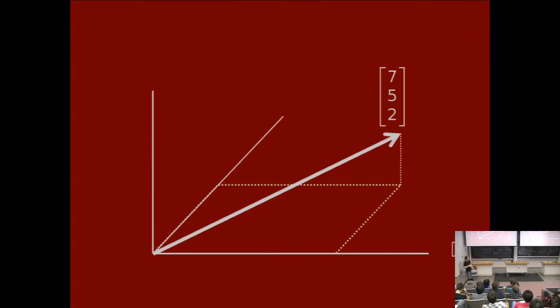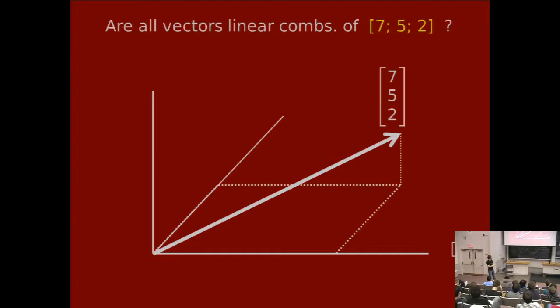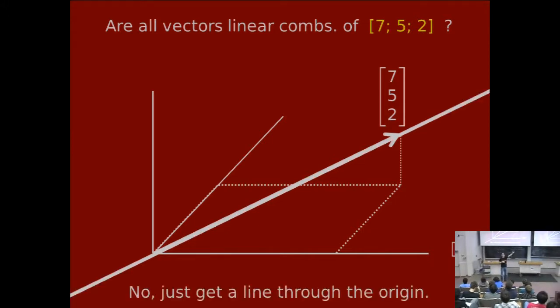Okay, so here's R3, and here's some vector 7, 5, 2. Is it true that all vectors in R3 are linear combinations of this vector? I see you shaking your head. What vectors do you get if you take all the linear combinations? Anything that spans that line? Yeah, you can't add anything up. You just get to scale this vector. So the only thing you get is just this line through the origin.